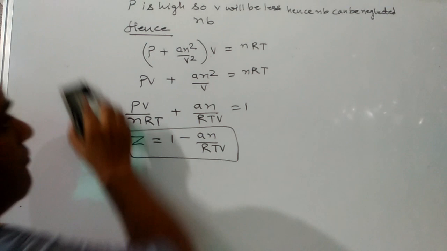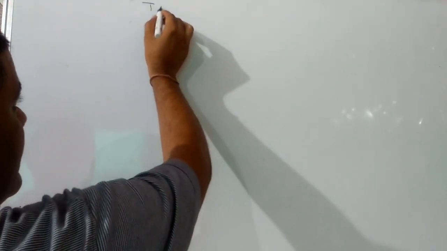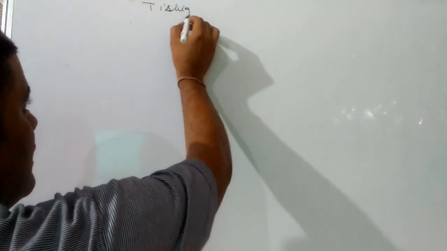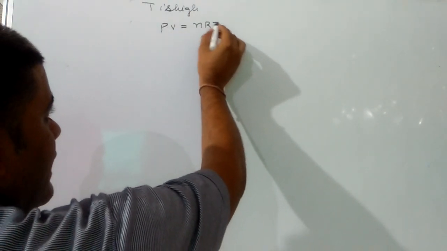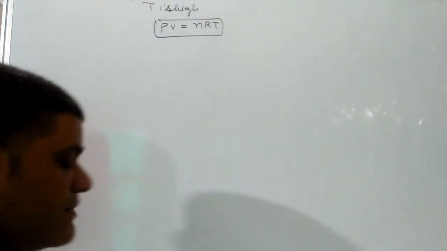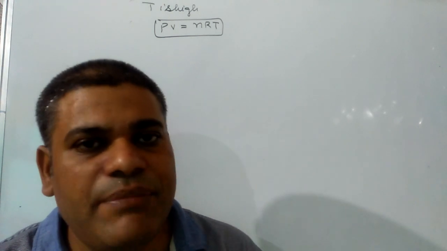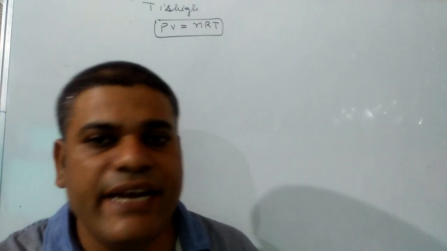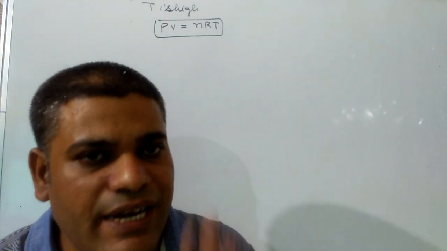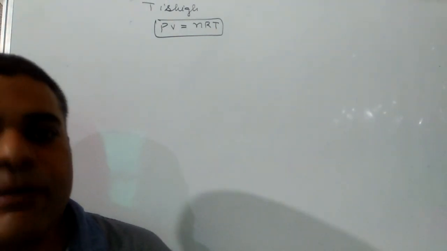Next case may be when temperature is high. When temperature is high, this equation reduces to PV is equal to nRT. Hence it is the ideal gas equation. From this whole discussion, we come to know that real gases can be ideal only in two cases: one, when pressure is very low, and second, when temperature is very high. Real gases can behave like ideal gases at very low pressure and high temperature.